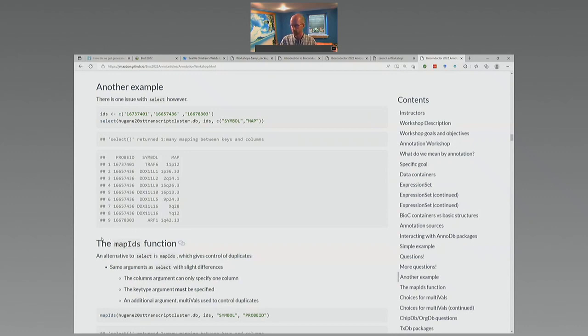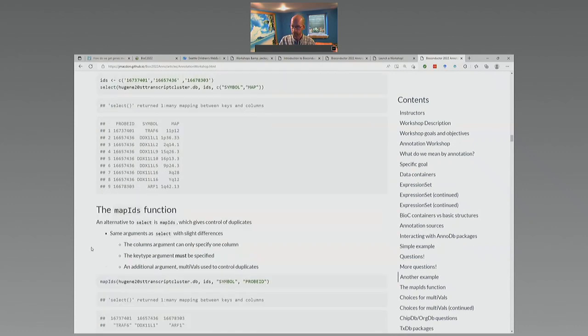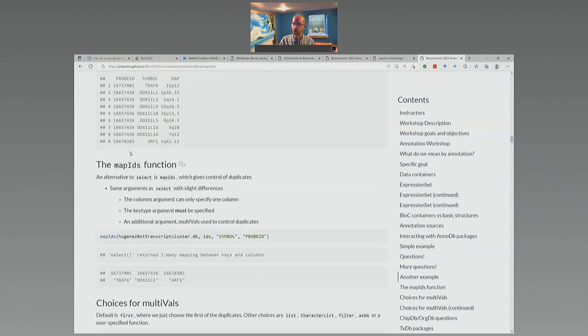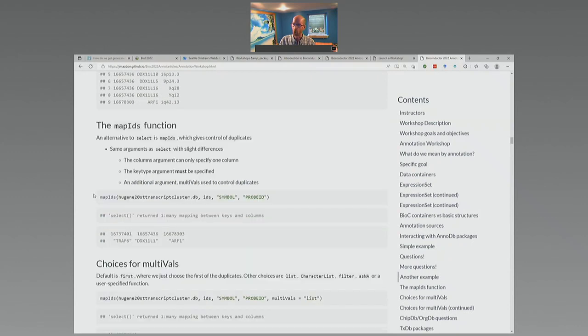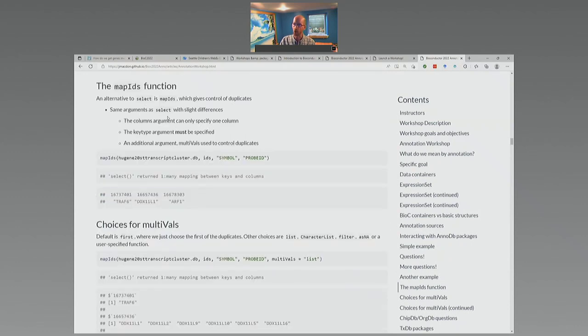To get around that, there's a function called mapIds. And it gives you control of these duplicates. So it's got the same arguments as select, only you have to tell it what the key type is. So if we did the same thing as above, but said we just want the symbol, and we tell it it's the probe ID, so the same IDs as we used above, now we just get a named vector where we've got the probe IDs as the names and the genes as the results.